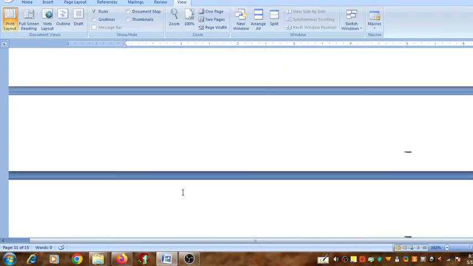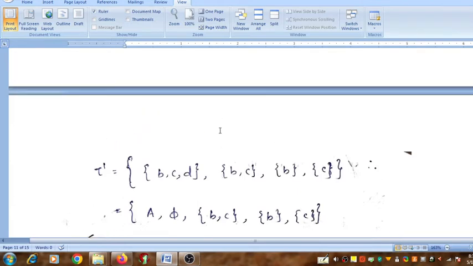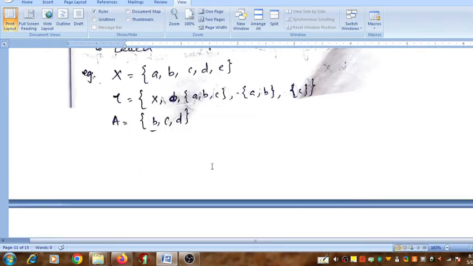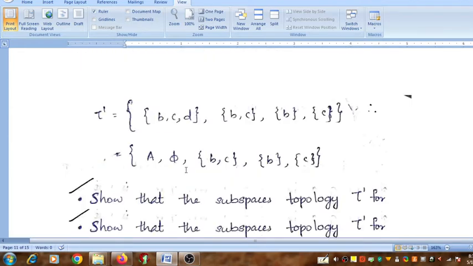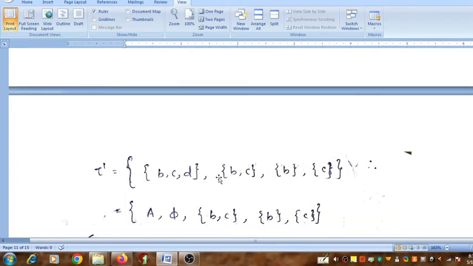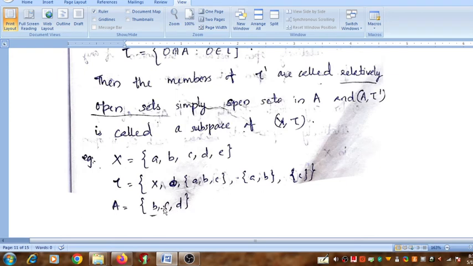Thus we get the members of tau prime. The first member is bcd, the second member is the set bc. Why? Because it is the intersection of bcd with abc.